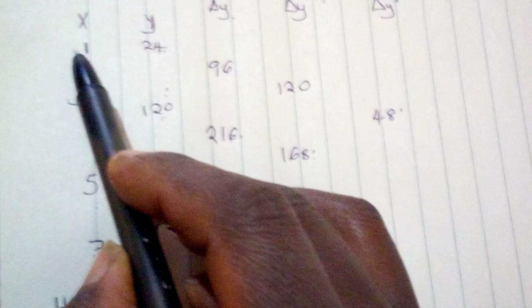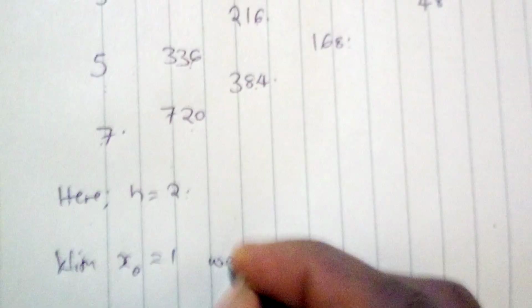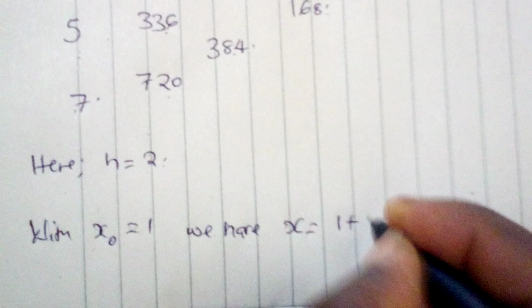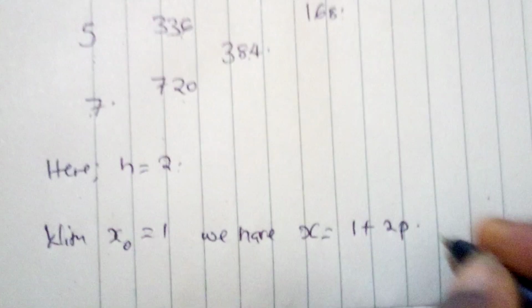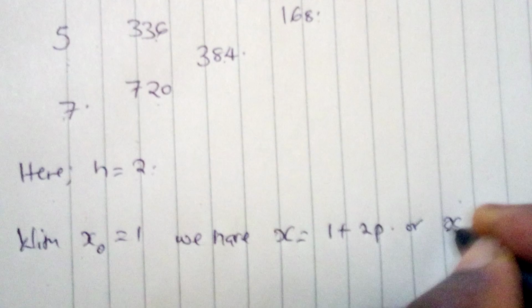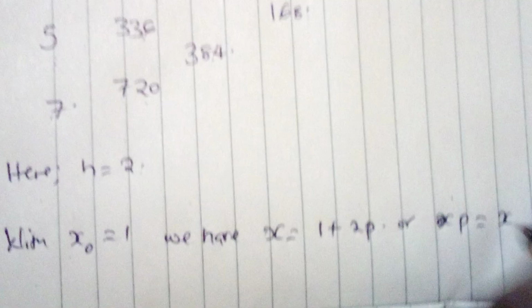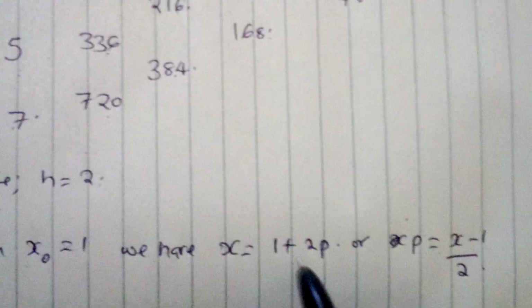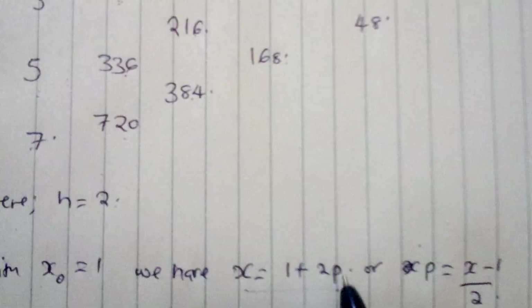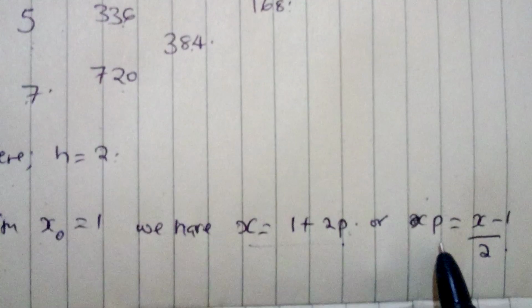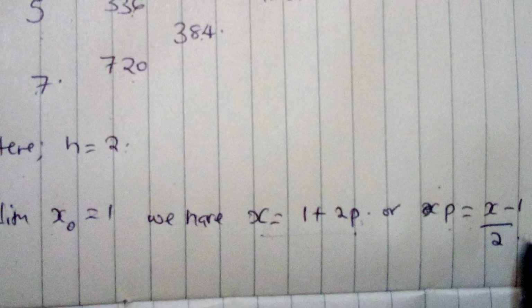So then we continue. We say with x naught is equals to 1, our x naught here is equals to 1. So we have x is equals to 1 plus 2p, or p is equals to x minus 1 over 2. That is when you substitute this and make p the subject.